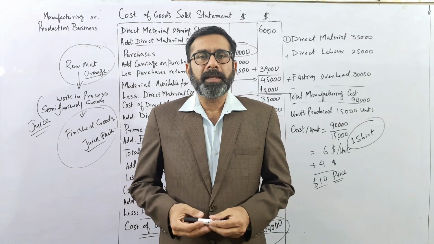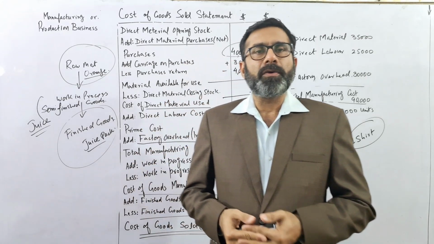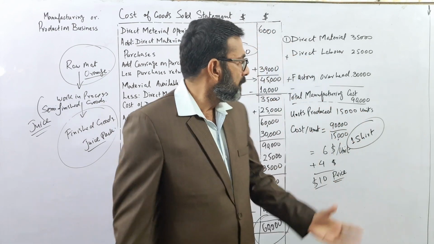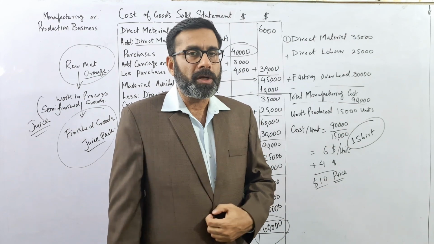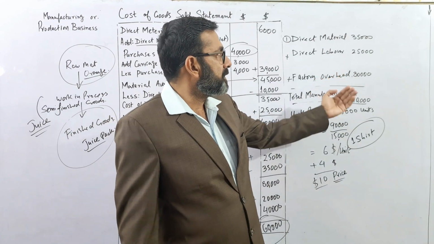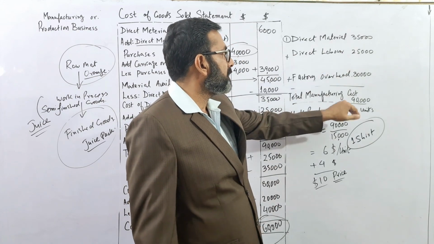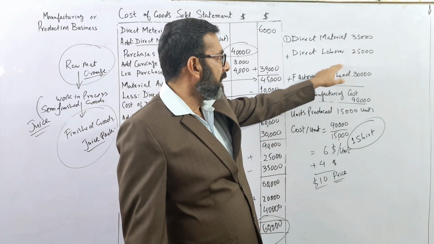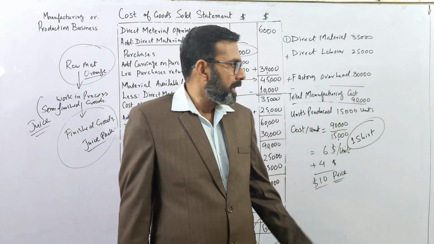What we were discussing was the concept of the cost of goods sold. Up to now, we have calculated the total manufacturing cost. In the previous lectures, we discussed that the direct material cost is 35,000, the direct labor cost is 25,000, and the total factory overhead is 90,000.